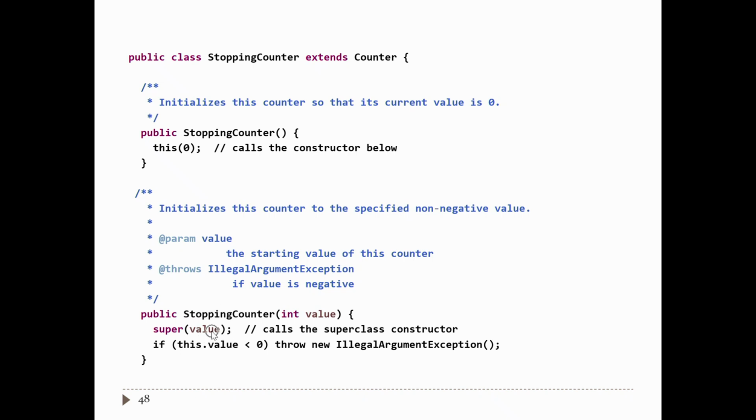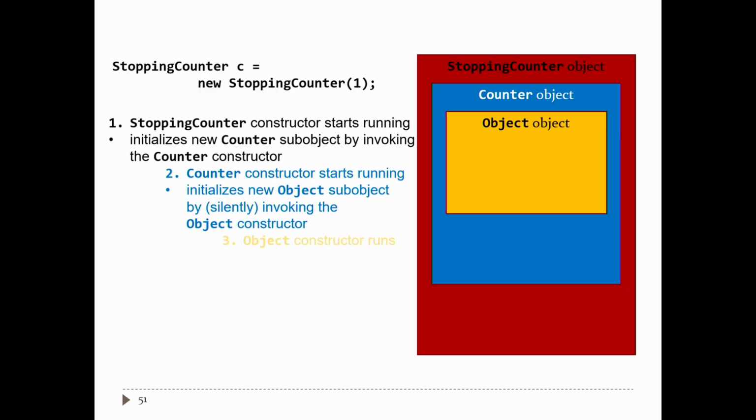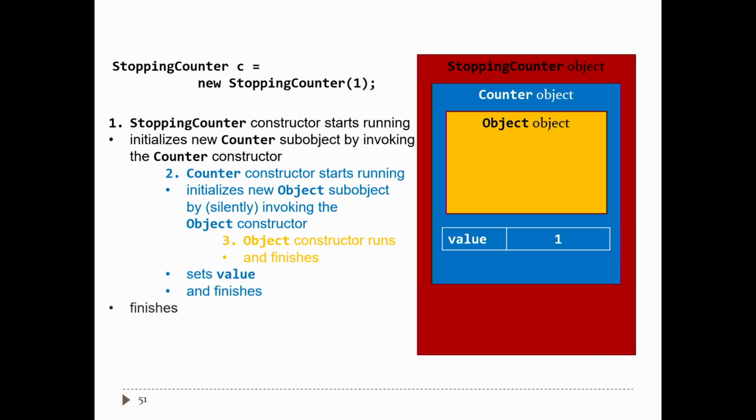If objects weren't built from the inside out, in other words, if the counter part of stopping counter wasn't constructed first, this dot value isn't set at this point in the code. And if it's not set, it turns out that Java sets all primitive values to 0. And so this test here will never throw an exception. So Java forces you to make sure objects are constructed from the inside out. The counter part of the class might need some field from object. It doesn't, but it might. The stopping counter part of the object might need to use the value.